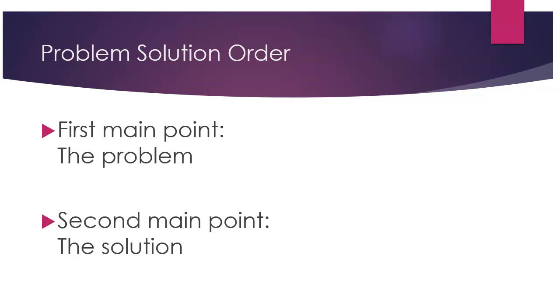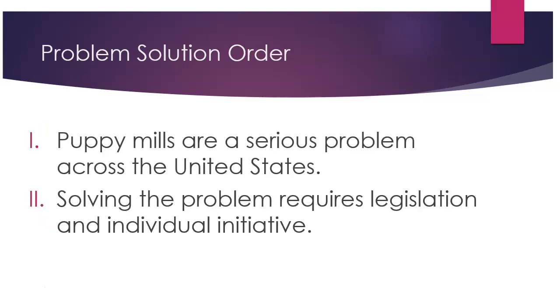Problem solution order. This is a persuasive strategy, so you will not use this during informative. You will only use this during persuasion. Your first main point is the problem. You would list your subpoints of those problems, all the different situations, all the different problems. Then the solution to the problems would be your second main point, and you will list all of the possible solutions. Here's an example. Puppy mills are a serious problem across the United States. Main point number 2, solving the problem requires legislation and individual initiative.